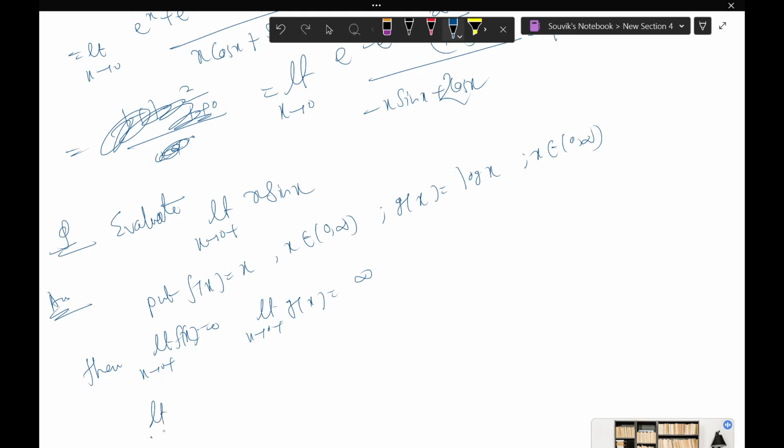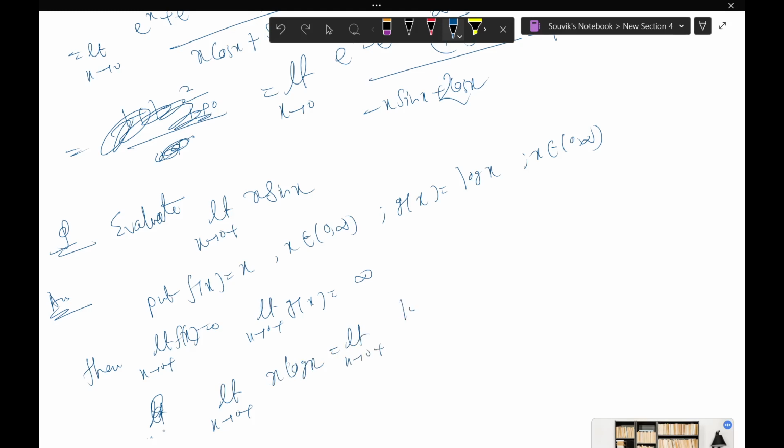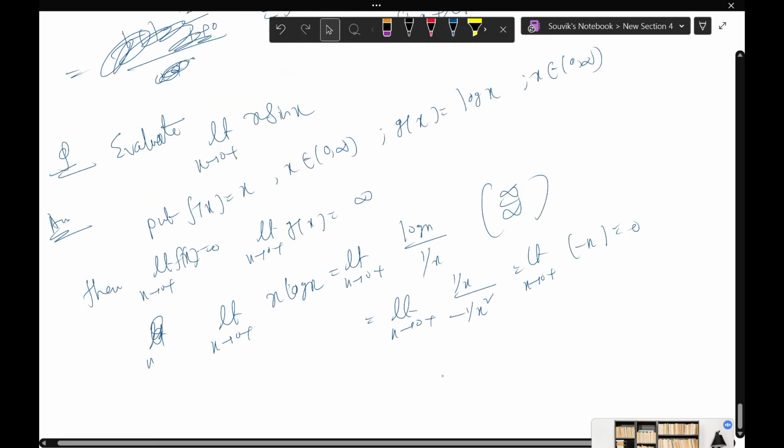So now limit x goes to 0 plus of x log x equals limit x goes to 0 plus of log x by 1 by x. So this is infinity by infinity form. So this will be what? Limit x goes to 0 plus of 1 by x by minus 1 by x square, equal to 0. So in this way we can do this type of problem.